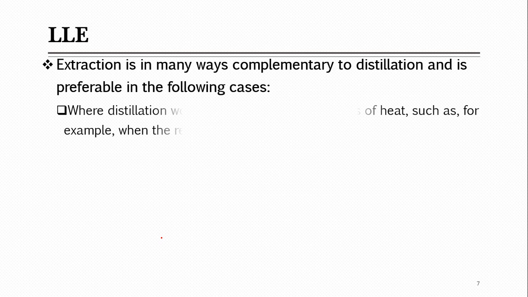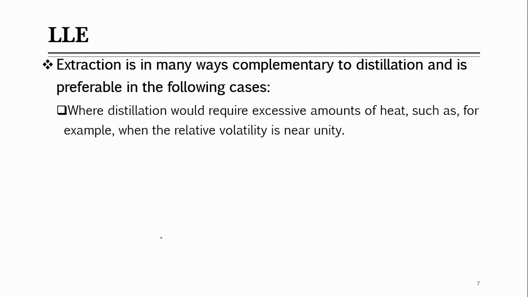But especially when you have components that require an excessive amount of heat or a very large size column, when we go for a large distillation column, which contains a very large number of plates. When components have close volatility, or their relative volatility is near unity, it is difficult to separate those components with the help of distillation. Difficult in terms of needing a very large column and a large amount of heat. So in such cases it is better to go for liquid extraction.